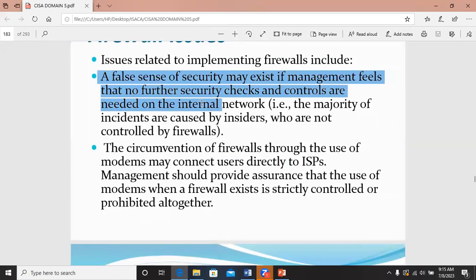So we can have a false sense of security. A firewall is not enough, all right? So that's why you need to have what we call defense in depth. So you have layers upon layers of security.